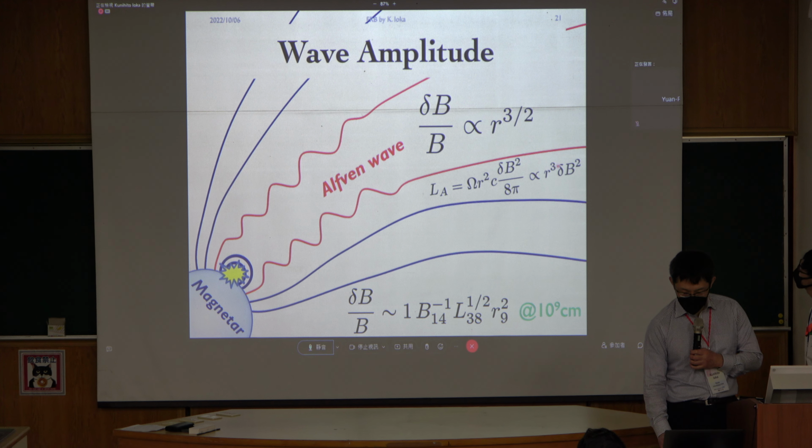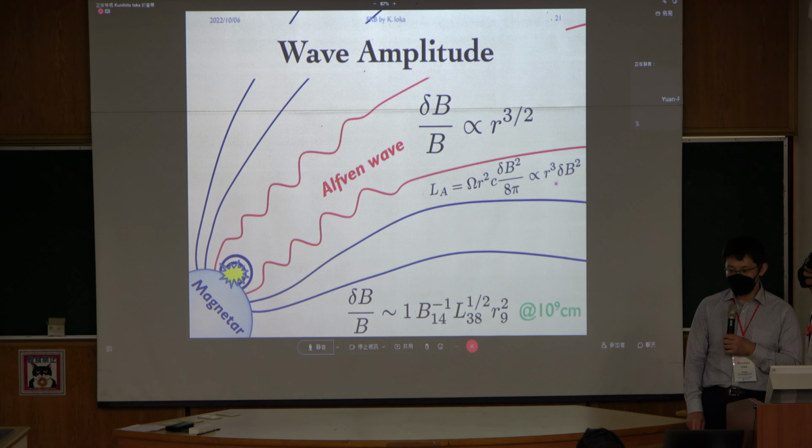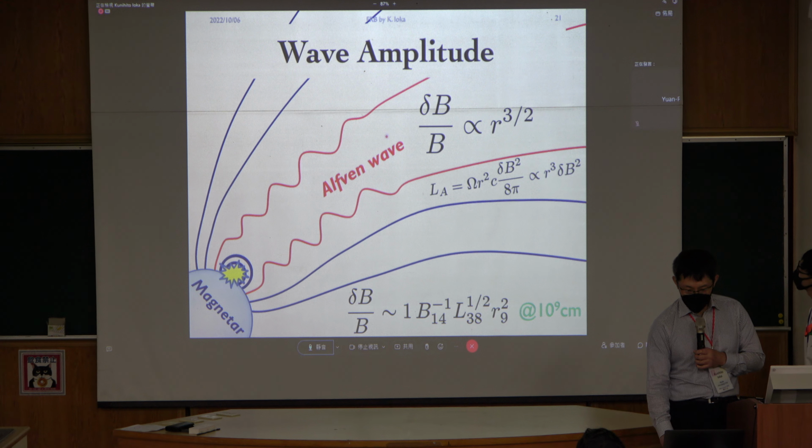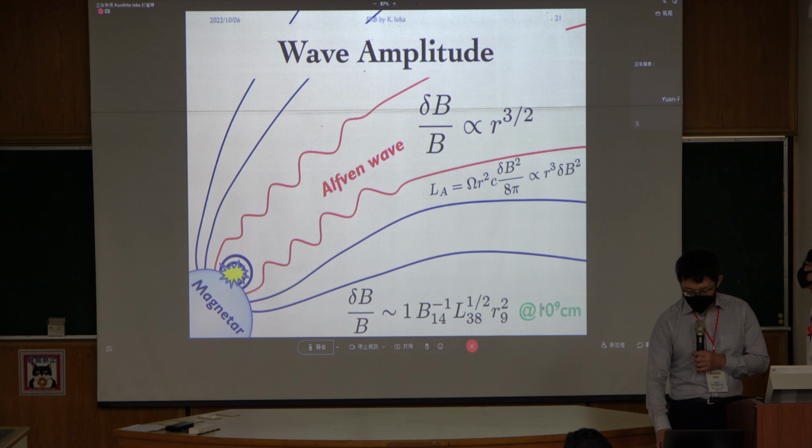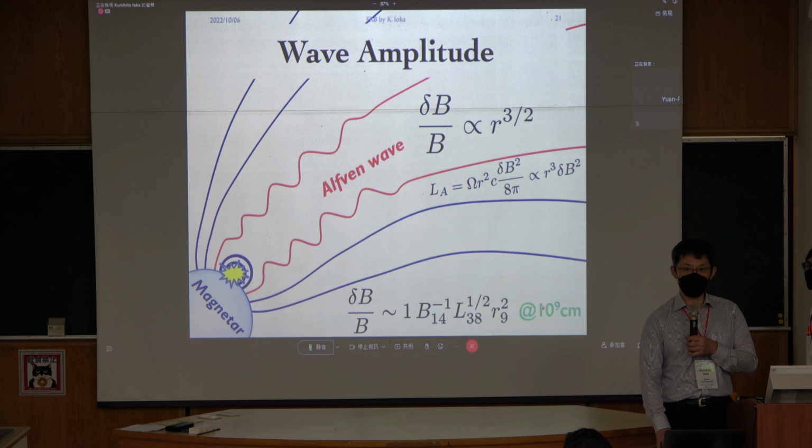This means that delta B is proportional to R^(-3/2). On the other hand, the magnetic field of the dipole configuration decays as R^(-3). So this ratio grows as R^(3/2). And this means that the ratio becomes about unity, so it becomes nonlinear, at a radius of about 10^9 centimeter, below the magnetosphere.